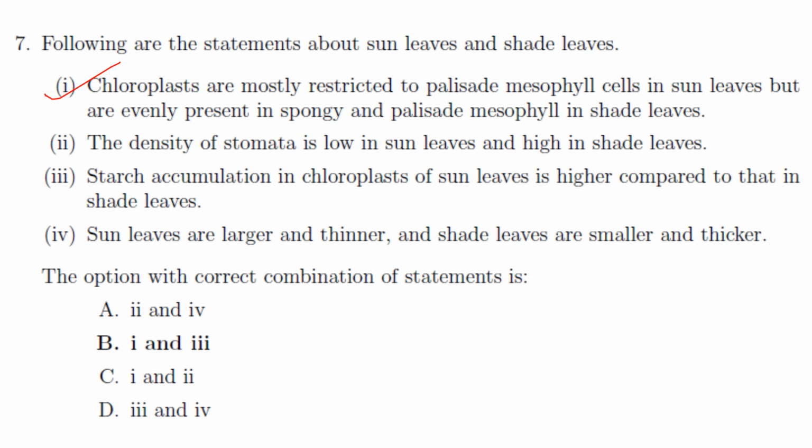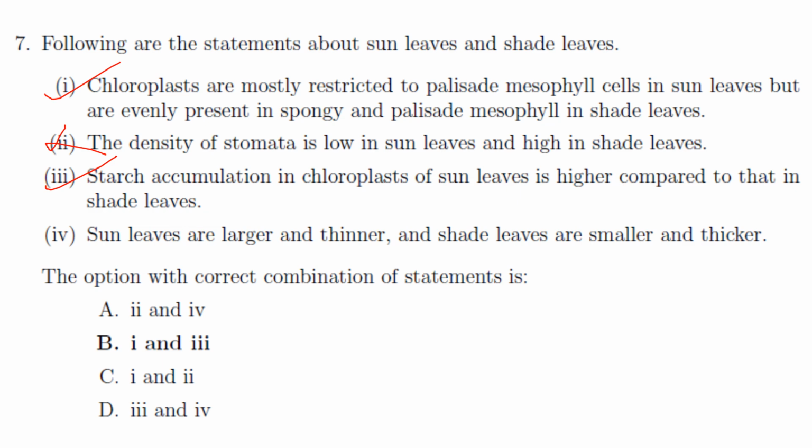No. Sun leaves have a higher density of stomata because they undergo transpiration more, and the presence of stomata facilitates gas exchange and helps in cooling, and it is high in shade leaves too. So statement 2 is not correct. Starch accumulation in chloroplasts of sun leaves is higher compared to that in shade leaves. Yes, sun leaves are more exposed to light, so more active photosynthetically. So starch accumulation is more in the chloroplasts of sun leaves than in shade leaves.